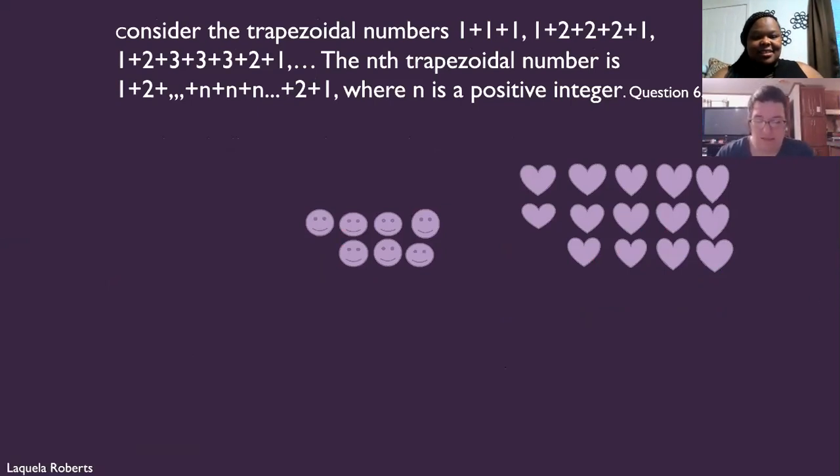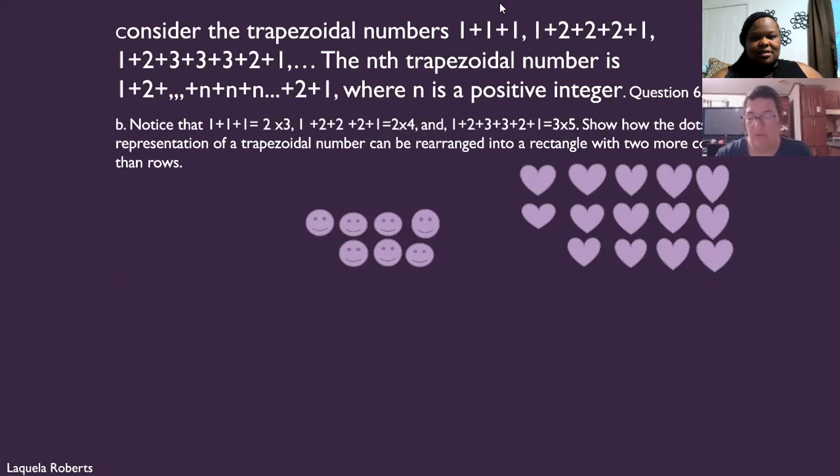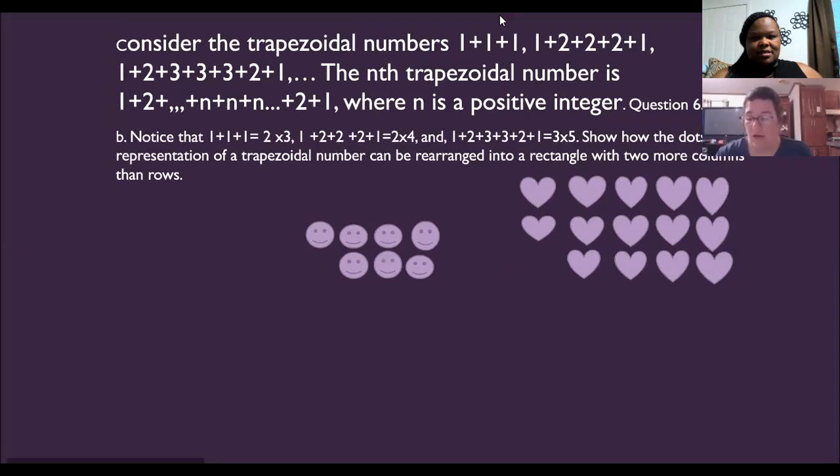It says, notice that 1 plus 1 plus 1 equals 1 times 3, and 1 plus 2 plus 2 plus 2 plus 1 equals 2 times 4, and 1 plus 2 plus 3 plus 3 plus 3 plus 2 plus 1 equals 3 times 5. Show how the dots in a representation of a trapezoidal number can be rearranged into a rectangle with 2 more columns than rows. You get it, girl.